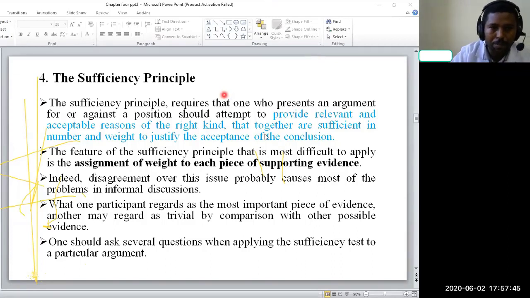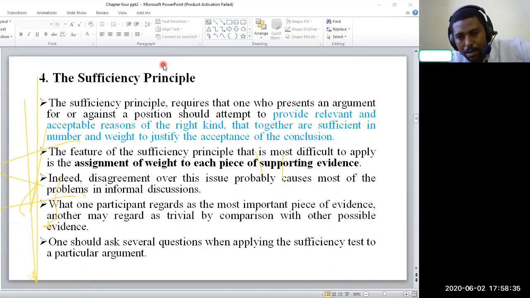Under the sufficiency principle, an arguer should attempt to provide relevant and acceptable reasons of the right kind. It's not only that an argument is good because it is relevant, but it must also be acceptable. Altogether, the combination or the sum total of these principles makes an argument sufficient. So there must be relevance and there must be acceptability. Together they are sufficient in number and weight to justify the acceptance of the conclusion. So according to this principle, the existence of only relevance is not enough. It must also be acceptable.